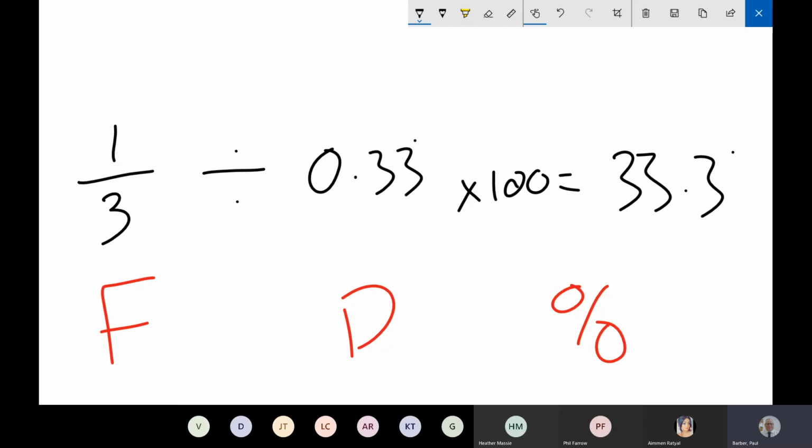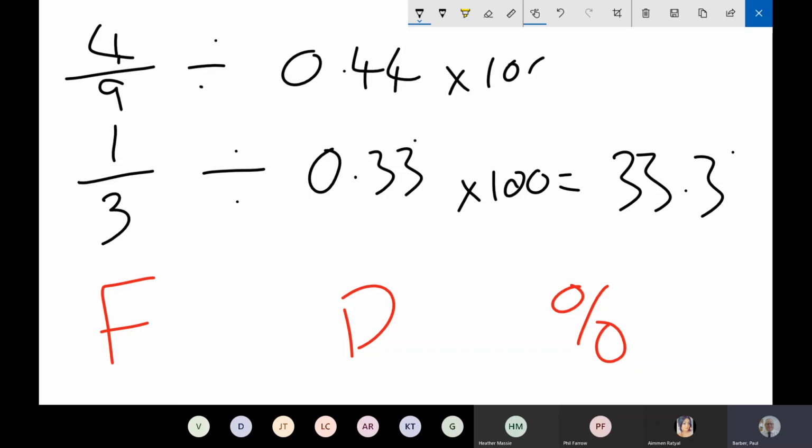If I then go back to this pizza, so let's say we have a third, and we have somebody else who eats 4/9 of a pizza. We can do the same with that as well. So if we do 4 divided by 9, that gives us 0.444. And if we times that by 100, that should give us 44.4%. So we can see that if you've eaten 4/9 of a pizza, you've eaten 44.4% of it. If you've eaten a third of a pizza, you've eaten 33.3% of it.